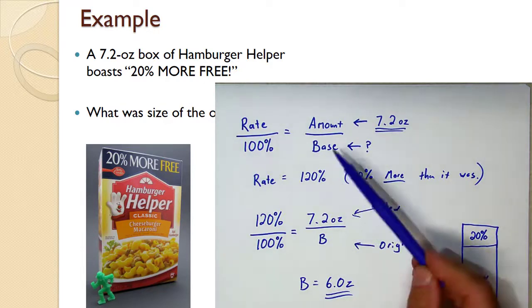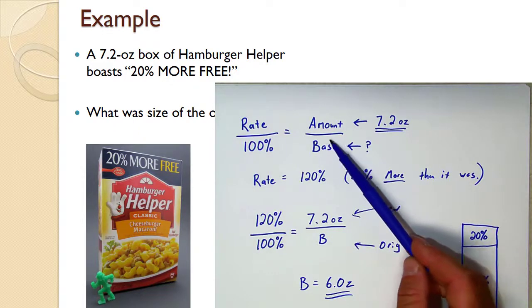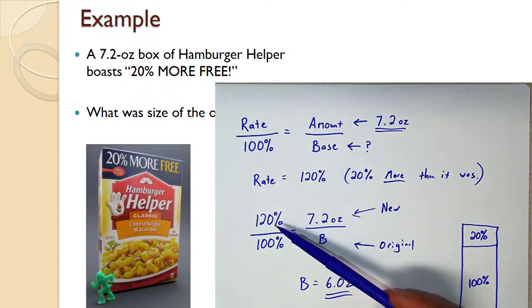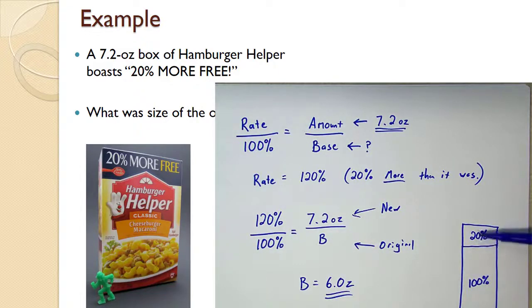Problems like this where the base is unknown are tricky. We're going to look at some more of those, but anytime your base is unknown, be very careful about how you choose your rate. Here we had to call it 120% and not just 20% because we were getting 20% more than we originally were.